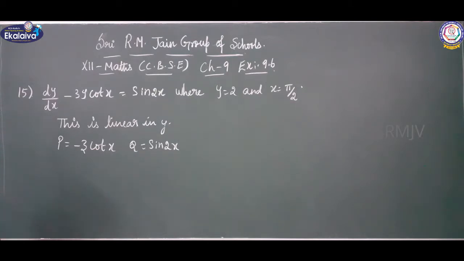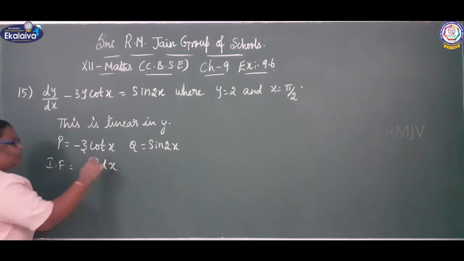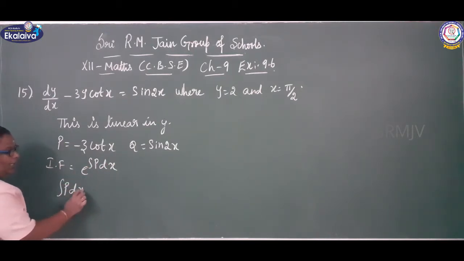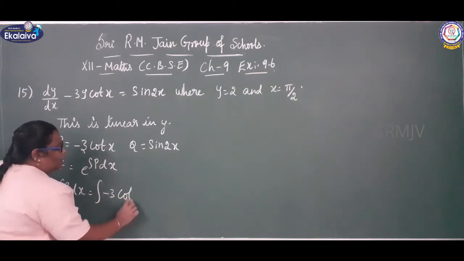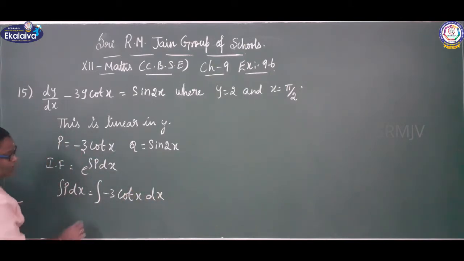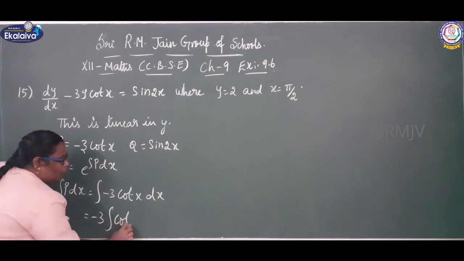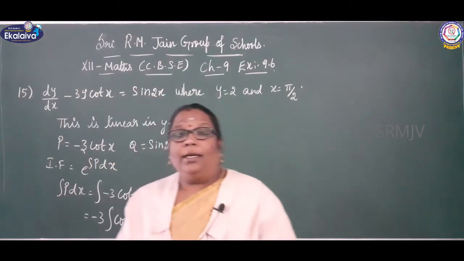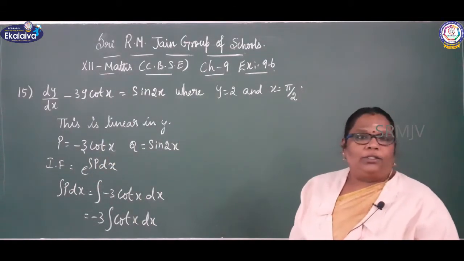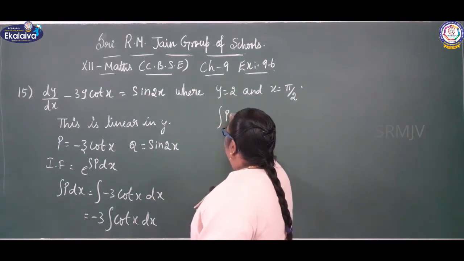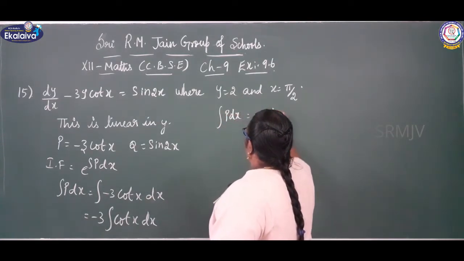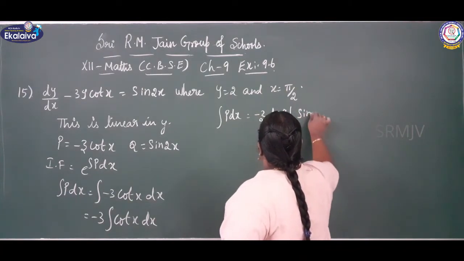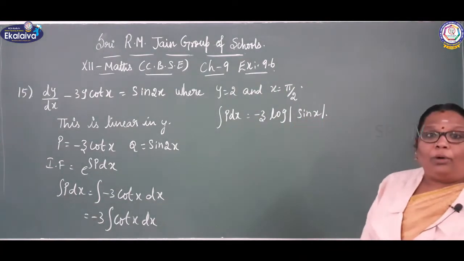Then we move on to the integrating factor. Integrating factor is e power integral p dx. First we should find out integral p dx. So integral, what is that p value? Minus 3 cot x into dx. Minus 3 is constant, you can take it out. So integral cot x into dx. What is integral cot x? Integral cot x is log of modulus of sin x. So integral p dx equal to minus 3 into log of modulus of sin x.